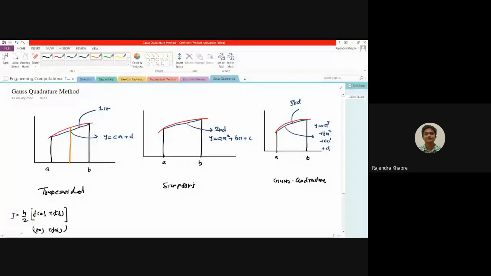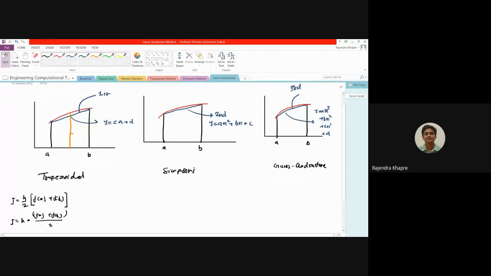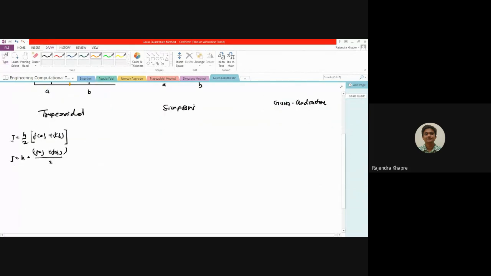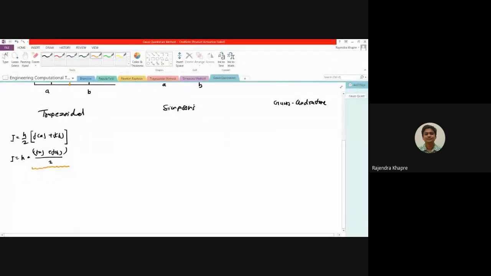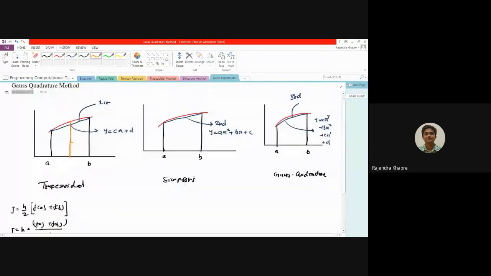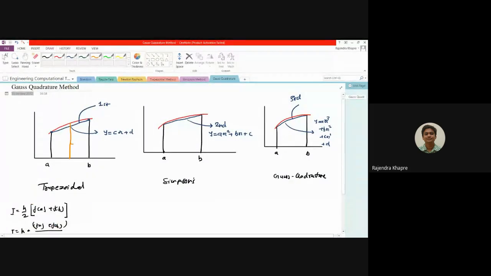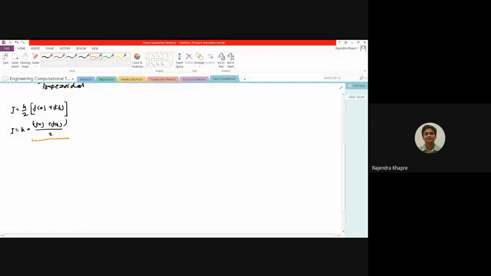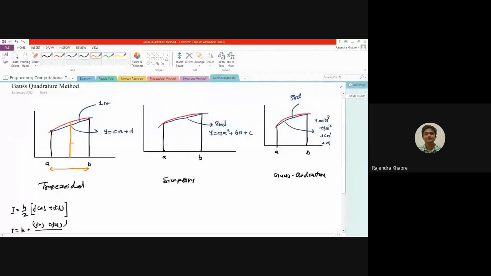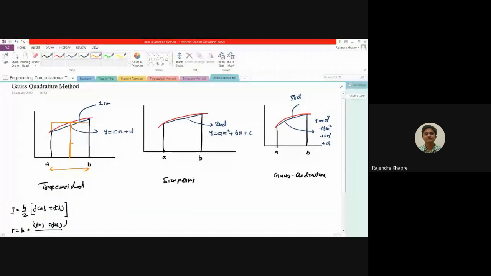So whatever is the value of y over here, this is nothing but this part, that is f of a plus f of b divided by 2. And when I say h, h is nothing but this distance, isn't it? So this is nothing but the width. This is nothing but a width. So basically what I am doing is I am writing the integration as an area under this rectangle.